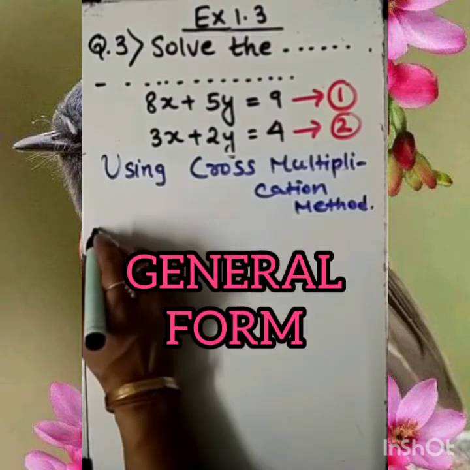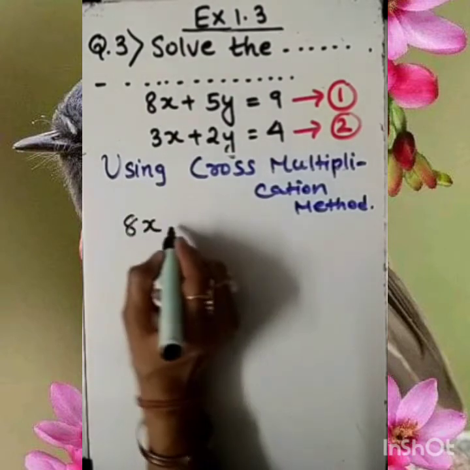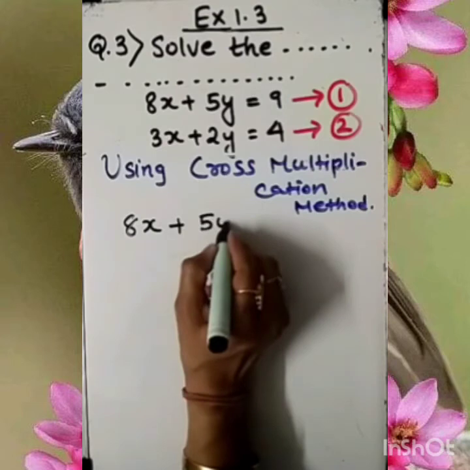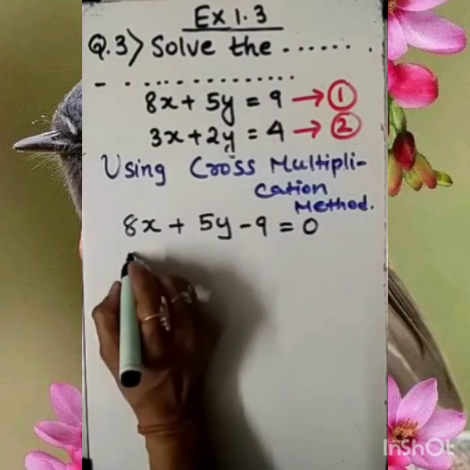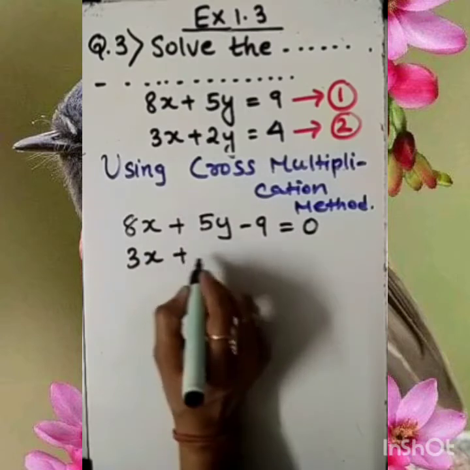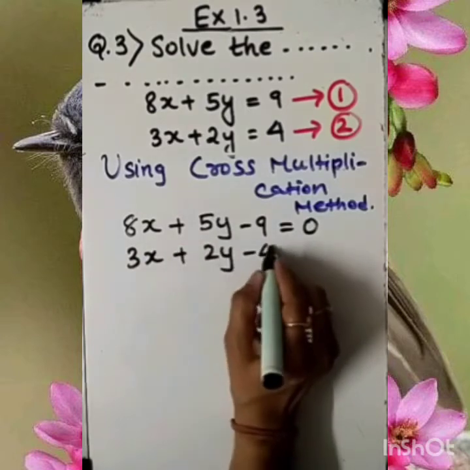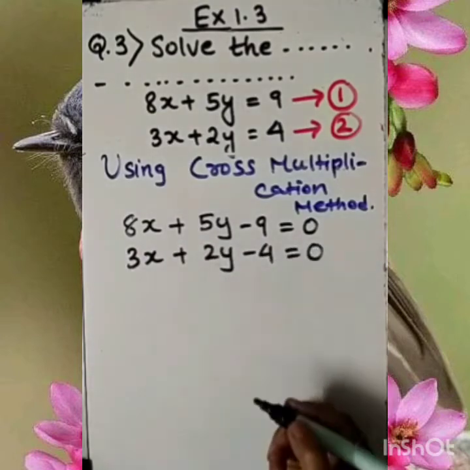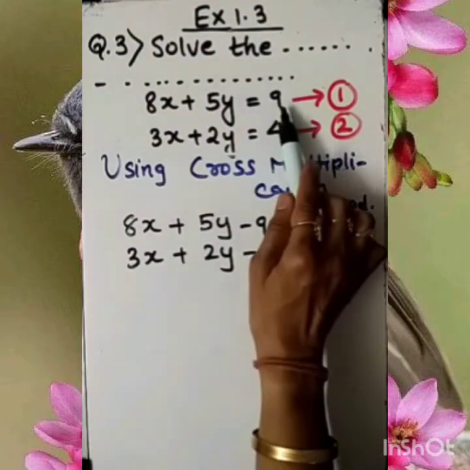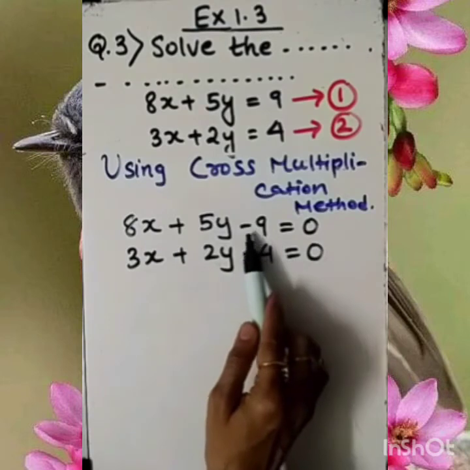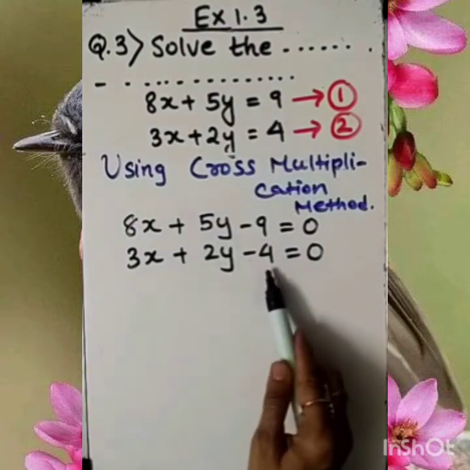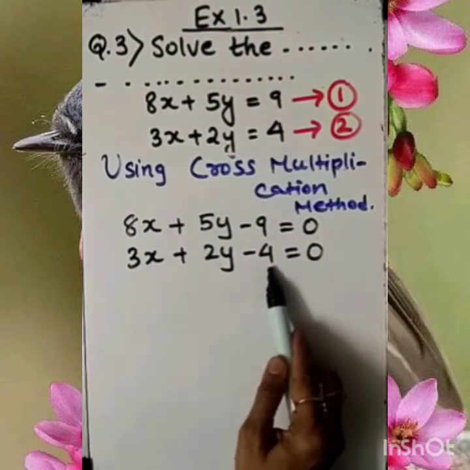So our equation will become 8x plus 5y minus 9 equal to 0. And the second equation will be 3x plus 2y minus 4 equal to 0. Nothing I have done, I have just taken this 9 to the left side. So transposing to the left side gives the result minus 9. In the same way here, it is minus 4.